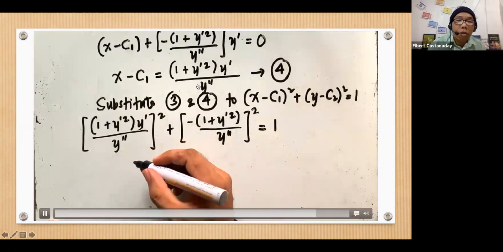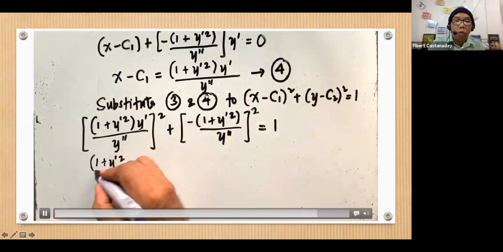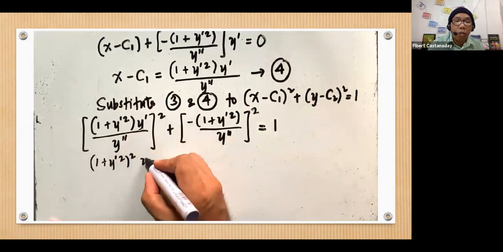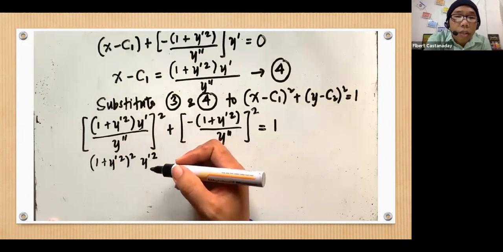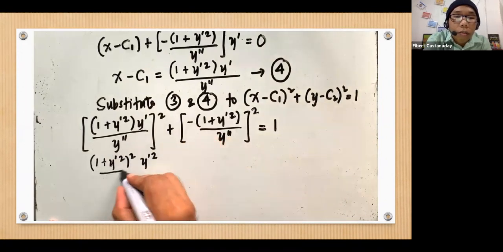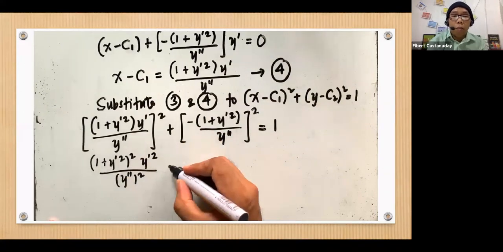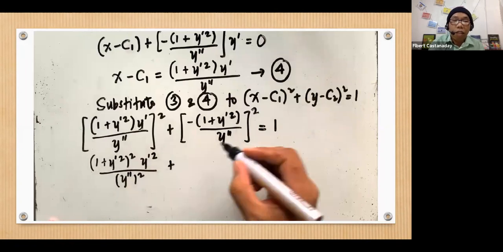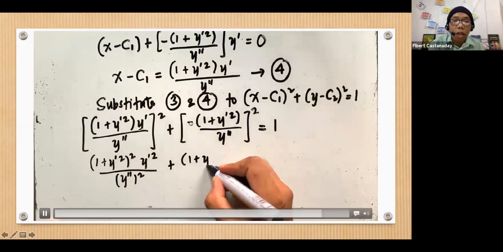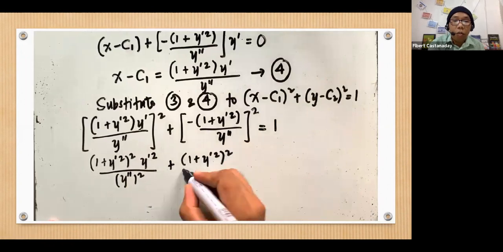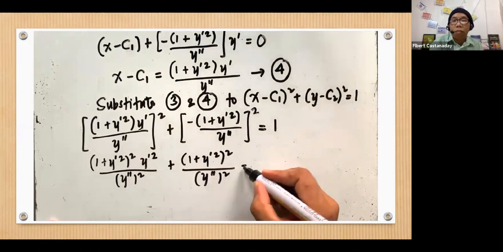Now you can see that they have a common denominator. You can combine them, or first we rewrite, raising the entire term to positive 2. So 1 plus y prime squared raised to 2, times y prime squared, all over y double prime raised to 2, plus, since this negative raised to 2 becomes positive, 1 plus y prime squared raised to 2 over y double prime squared.